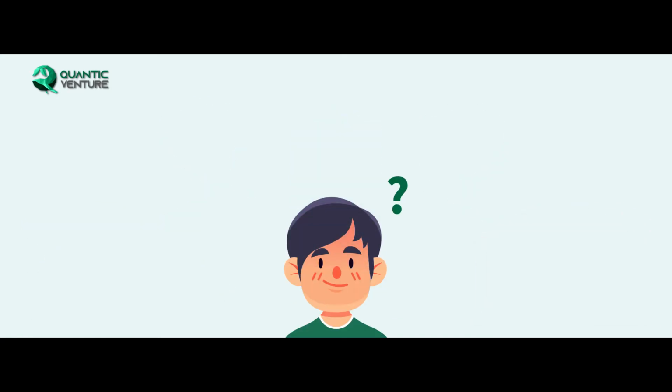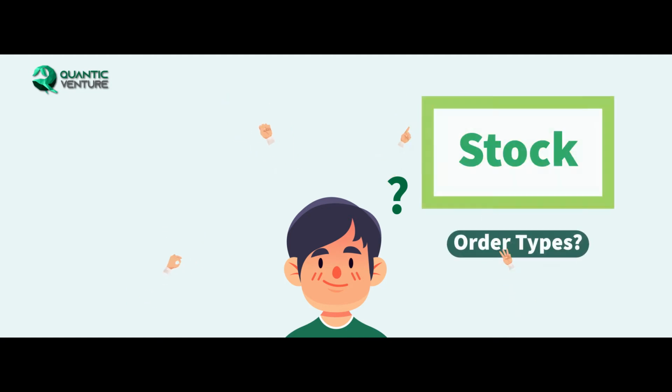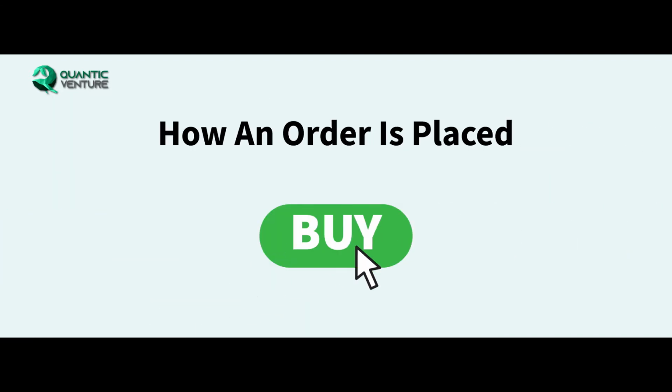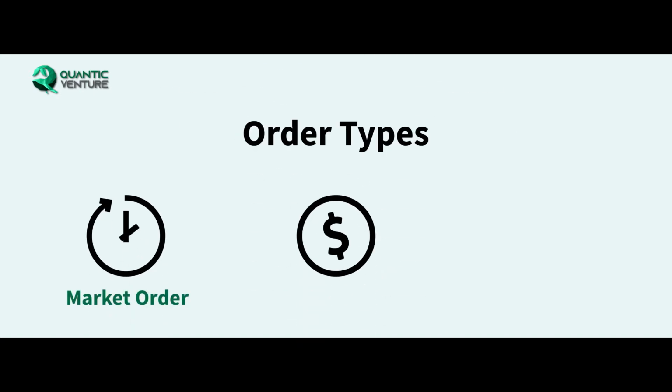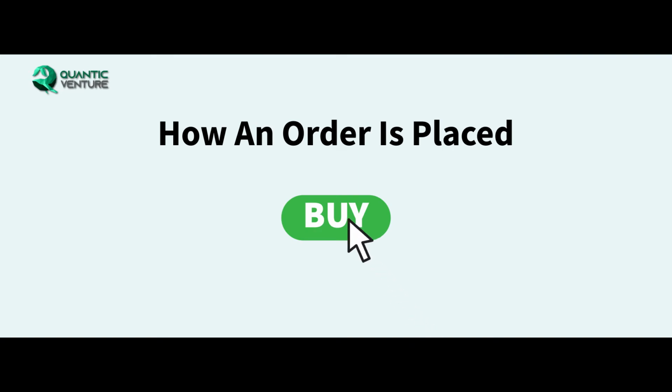You don't need to know the complicated jargon or hand signals traders used to use on the floor of the New York Stock Exchange, but you should understand the basic order types and how they affect your trade. Let's focus on the basics of how an order is placed, then 3 common order types: market orders, limit orders, and stop orders. First up, how an order is placed.